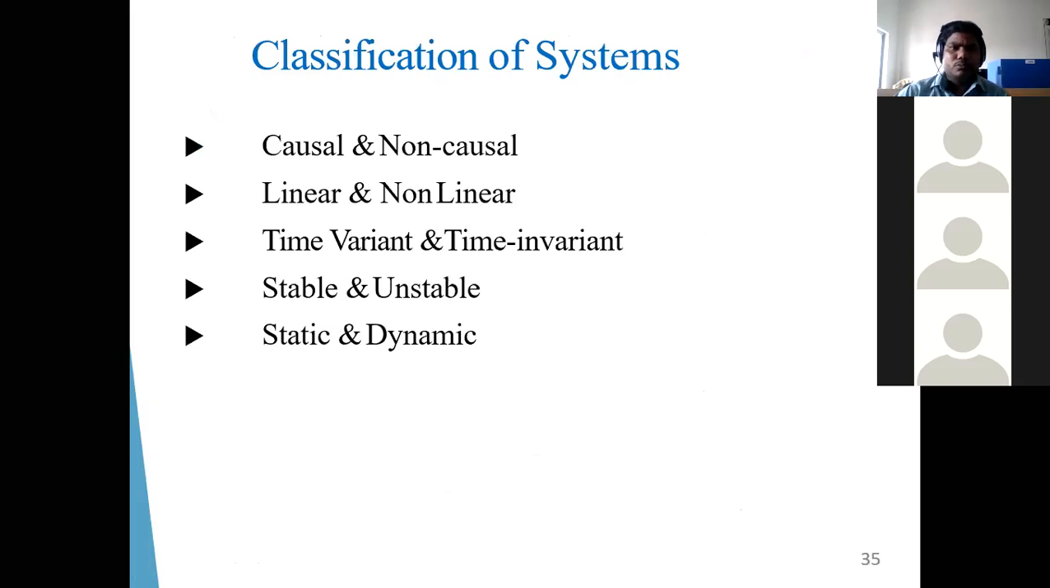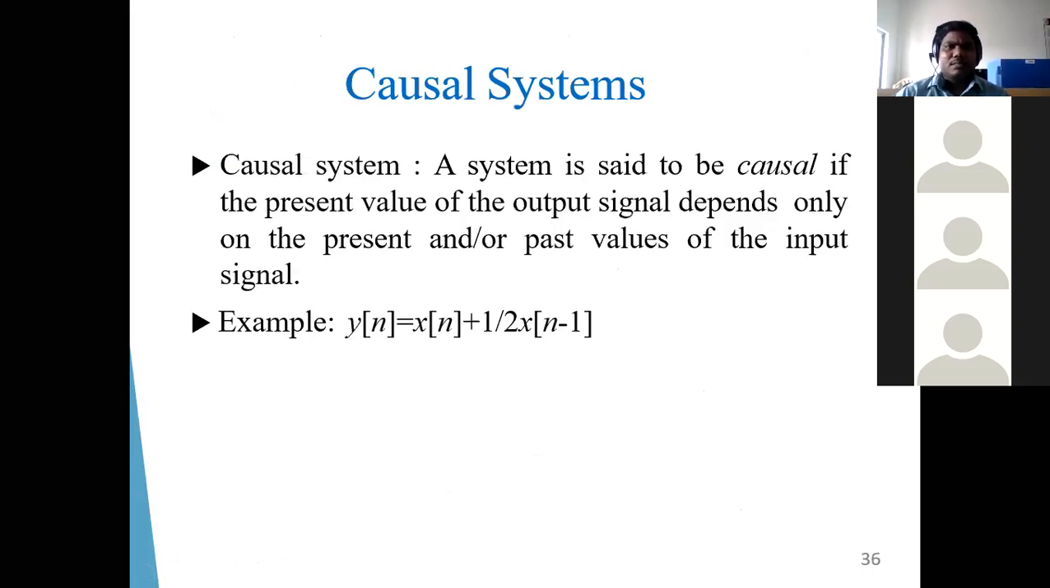Now coming to the classification of systems. There are several types: causal and non-causal, linear and non-linear, time variant and time invariant, stable and unstable, and static and dynamic systems. Now coming to the causal systems.